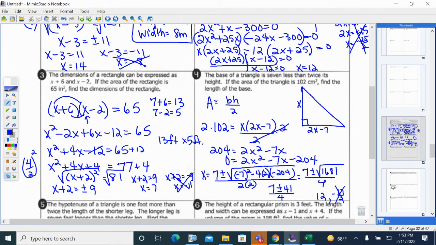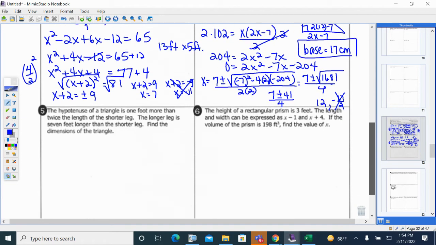So it says find the length of the base. Well, the 12 is the height. So the length of the base is going to be 2 times 12 minus 7. So 24 minus 7 is going to be 17. And we're going to say centimeters because those are the units for that problem.